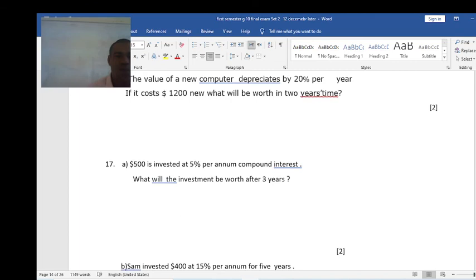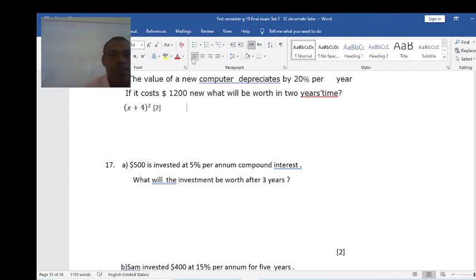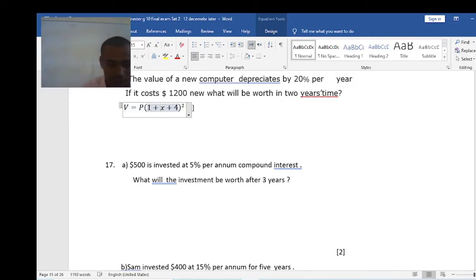Now the value of a new computer depreciates, means decreased by 20% per year. If it costs 1,200 new, what will it be worth in 2 years? So it's easy, my learners. Just I will try to use this formula. Yes, then I'll put it here. So the V equal P times 1 plus R.